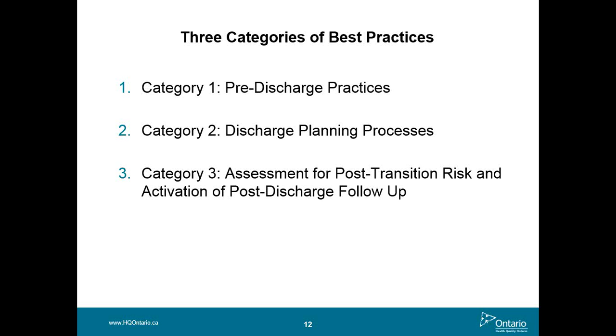The literature points to 3 key points in the continuum of care where each of the 9 best practices should be applied. So the three categories are: Category 1, pre-discharge practices; Category 2, discharge planning processes; and Category 3, assessment for post-transition risk and activation of post-discharge follow-up. We're going to drill a little bit deeper into each one of these.